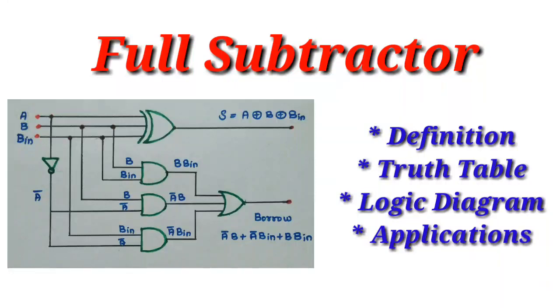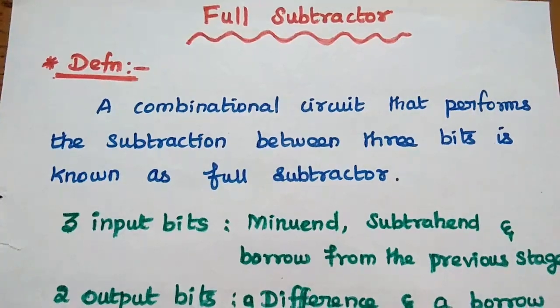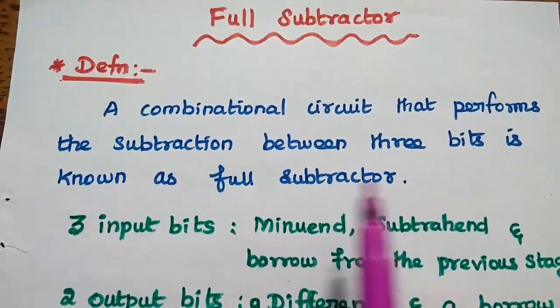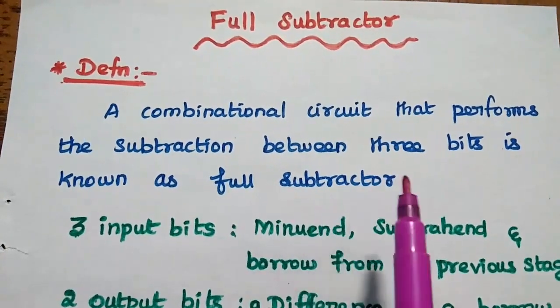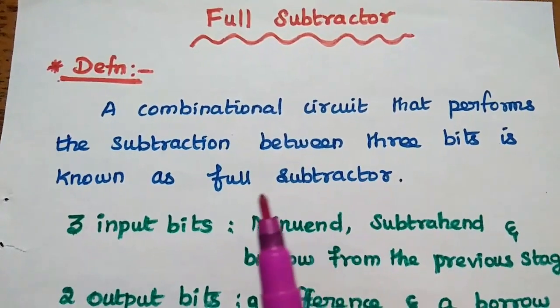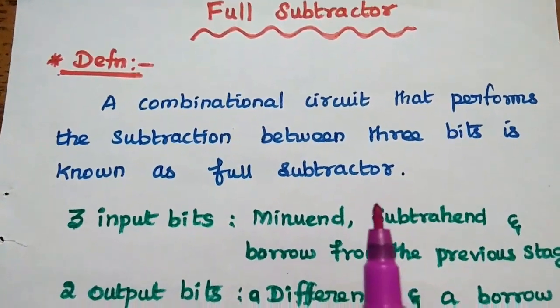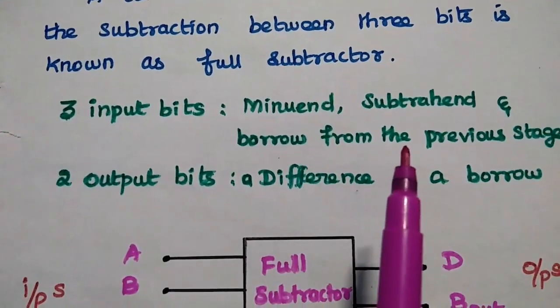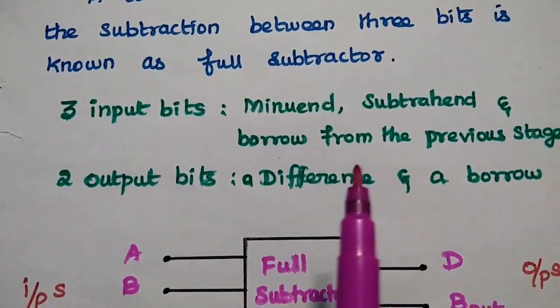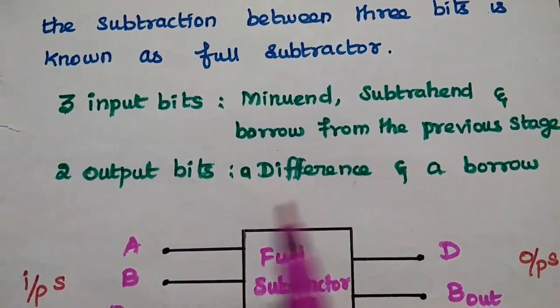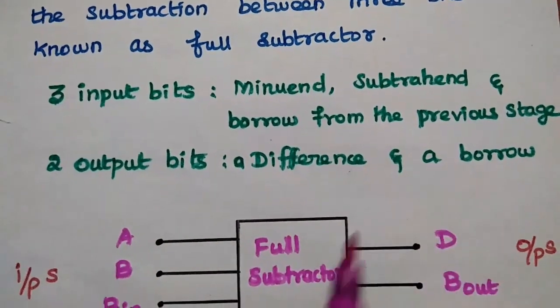Dear students, now we are going to discuss the full subtractor and its logic diagram in detail. A full subtractor is a combinational circuit that performs the subtraction between three bits. Simply, full subtractor means subtraction among three bits. The three input bits are minuend, subtrahend and borrow from the previous stage. There are two output bits, a difference and a borrow.